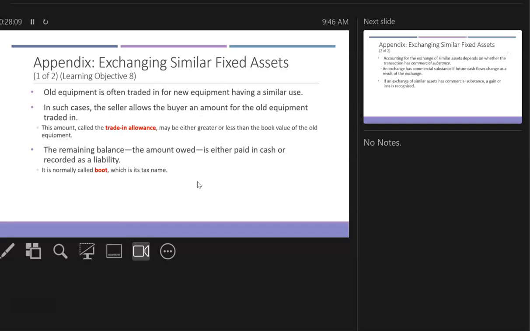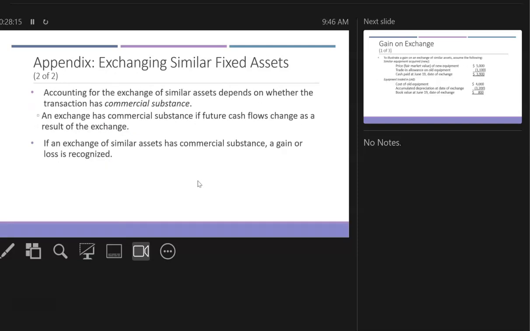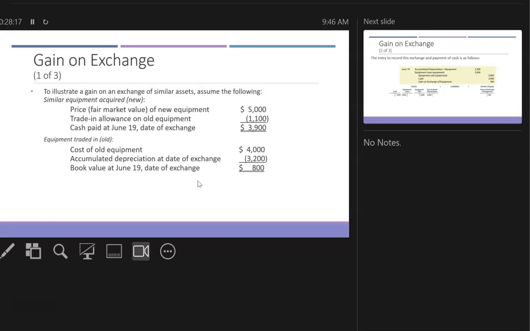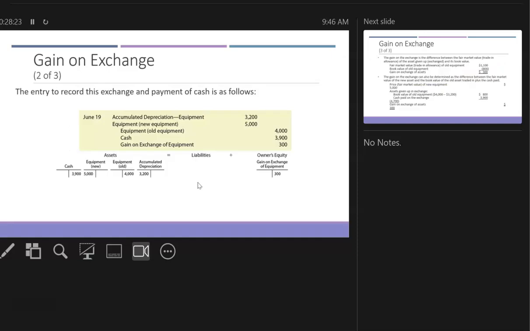And lastly, there are scenarios where you can exchange one asset for another asset or a trade-in. So I'm going to have you look at this. I'm so sorry I've run out of time. I will use my time better next week, I promise.